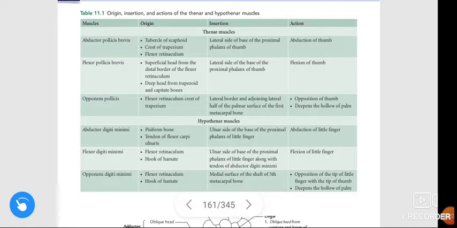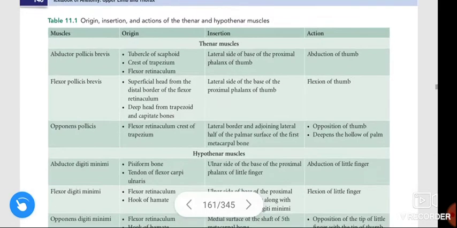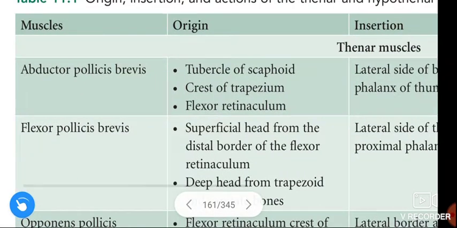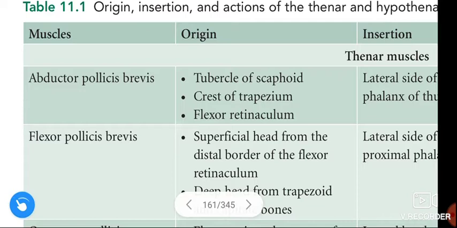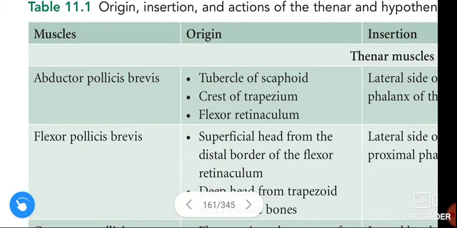See this table. This table gives the information about the origin, insertion and actions of the thenar muscles. First, abductor pollicis brevis. The origin of this abductor pollicis brevis is the tubercle of scaphoid, crest of the trapezium, and flexor retinaculum.